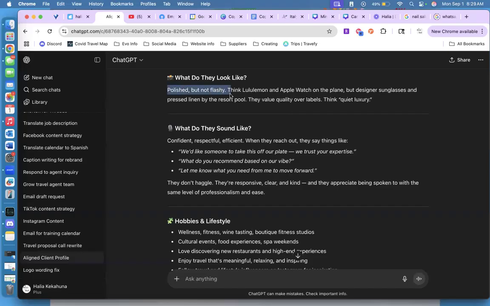Polished but not flashy. It's literally giving me a description of what they would look like if I were to see them in person. Think Lululemon and Apple Watch on the plane, but designer sunglasses and pressed linen by the resort pool. They value quality over labels. Think quiet luxury. So, in my words, when I read this, I'm thinking someone who has higher income but is more humble, right?